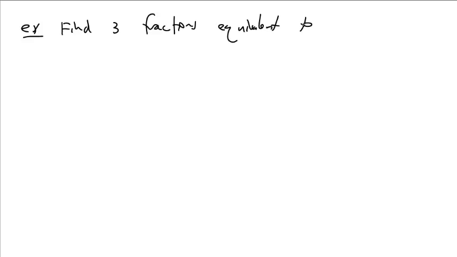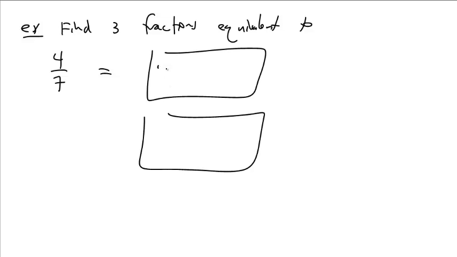What else can we do? We can find equivalent fractions. Find 3 fractions equivalent to, what's your favorite fraction? 4/7. Okay, 4/7. What is that? You put a 4 up top, you put a 7 down below, you put anything else you want in. This is one of those really tricky math problems where you have freedom.